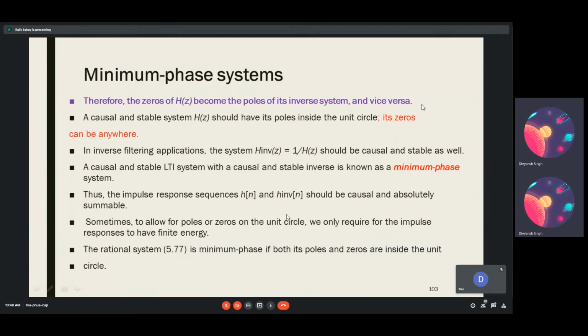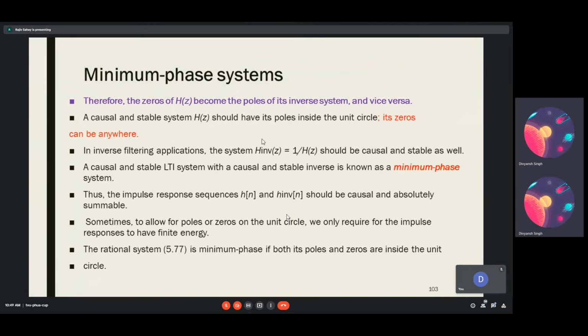Now let us talk about minimum phase systems. The zeros of H(z) become poles of its inverse system and vice versa. A causal and stable system H(z) should have its poles inside the unit circle, but its zeros can be anywhere. In inverse filtering applications, the problem is that the zeros can be anywhere, and H inverse should be causal and stable as well.